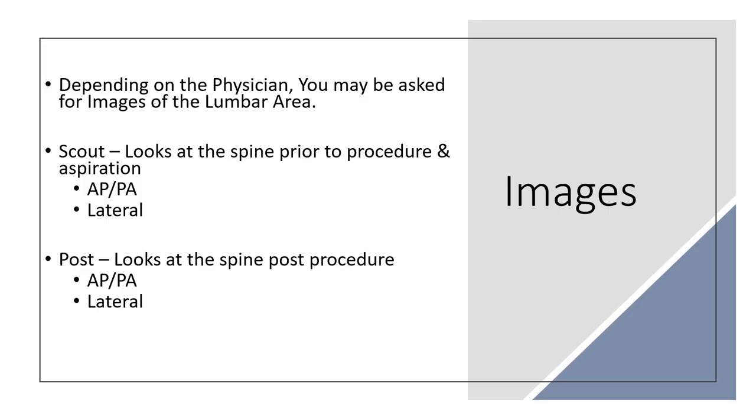Images. Depending on the position, you may be asked for images of the lumbar area. So you may be looking at the spine prior to this procedure and aspiration. They may ask for an AP, a lateral. Of course, they can always ask for obliques. Post-procedure, the spine is usually imaged AP and lateral. However, they could do obliques as well.